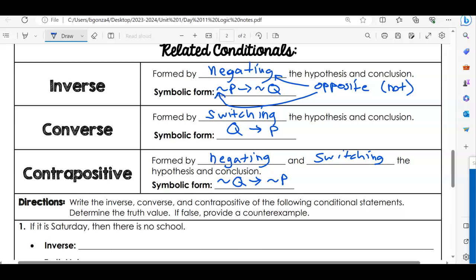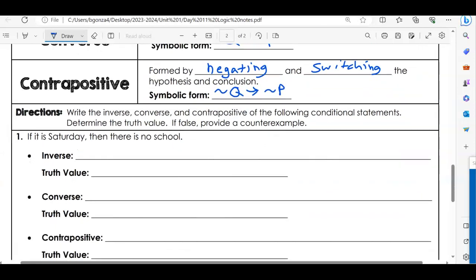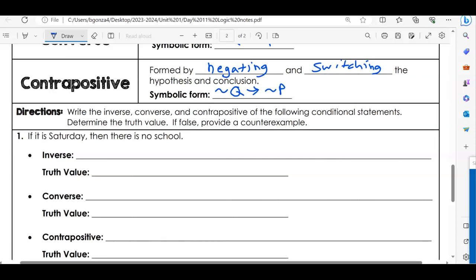We're going to do some examples, but the easiest way to remember: converse, choose, switch. Inverse, invert, opposites. Contrapositive is both. Okay, now let's talk about these examples. I'm going to underline the hypothesis, it is Saturday, and then circle the conclusion, there is no school.